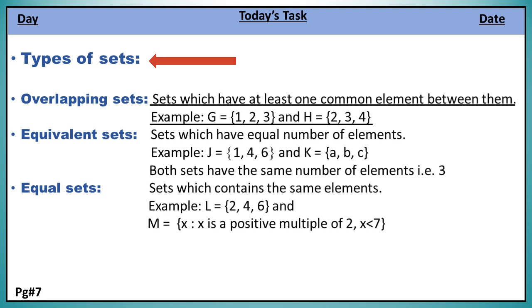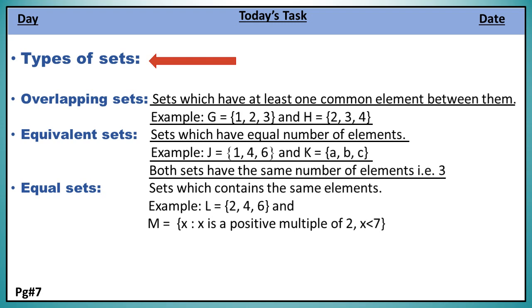Let's come to know about equivalent sets. So dear students, do you know what is meant by equivalent sets? Yes, very good. I know you know very well. The sets which have an equal number of elements. Such sets in which the number of elements is equal. For example, set J is equal to {1, 4, 6} and set K is equal to {A, B, C}. Both sets have the same number of elements. Set J has 3 elements and set K has 3 elements. So set J and K have the same number of elements.